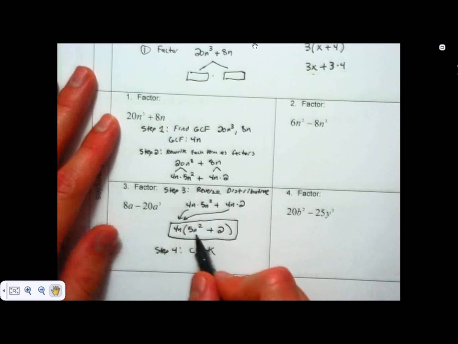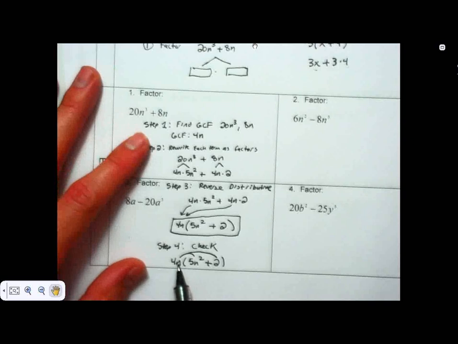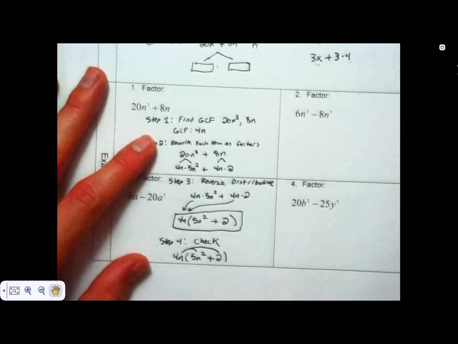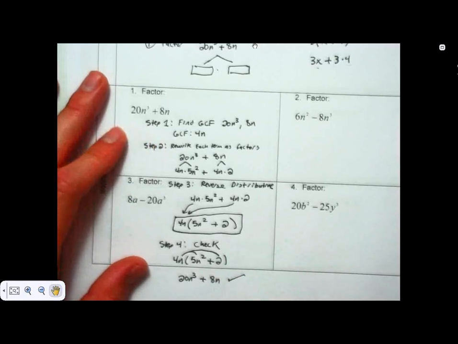So to check this out, what I'm going to do is take my answer and use the distributive property and make sure that I end up getting what I started with. So 4n times 5n squared is 20n to the third. 4n times 2 is 8n. And that's exactly what I started with. So that must mean that my answer is correct.